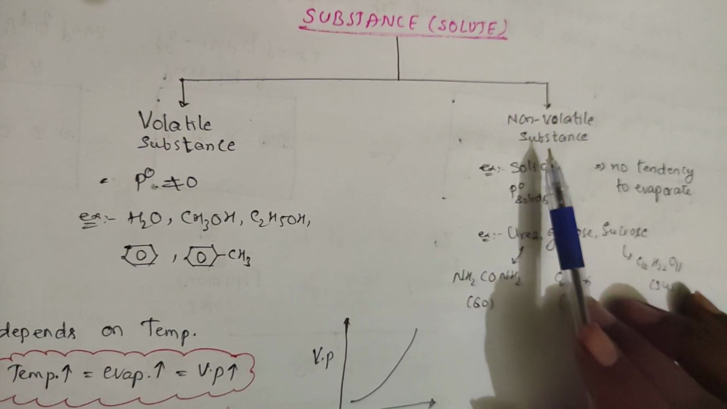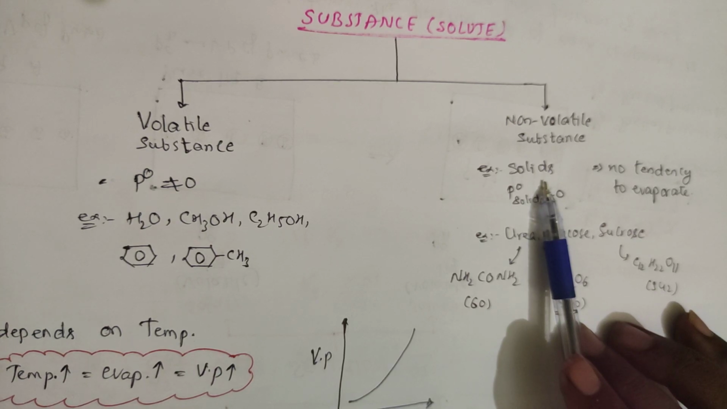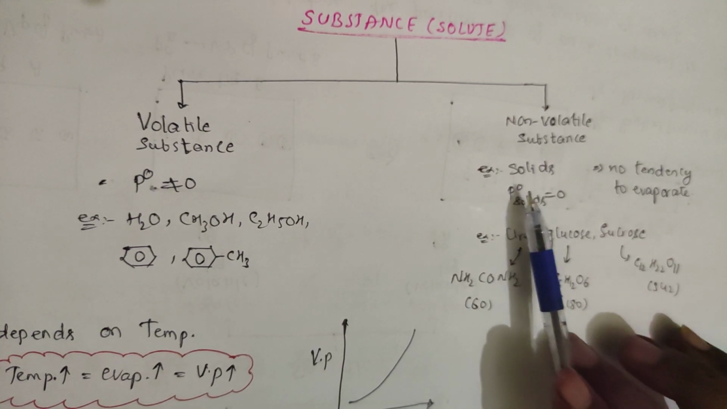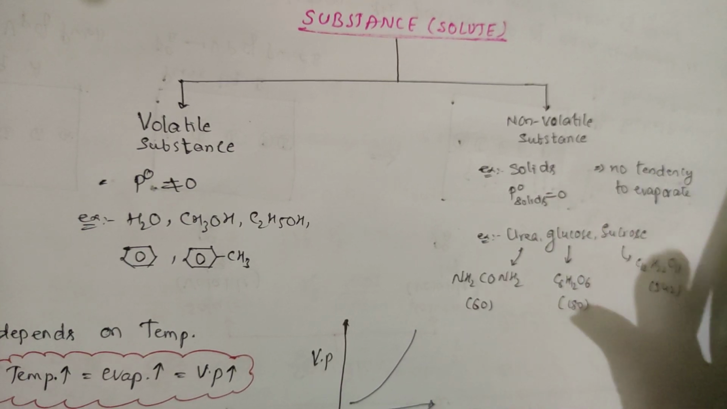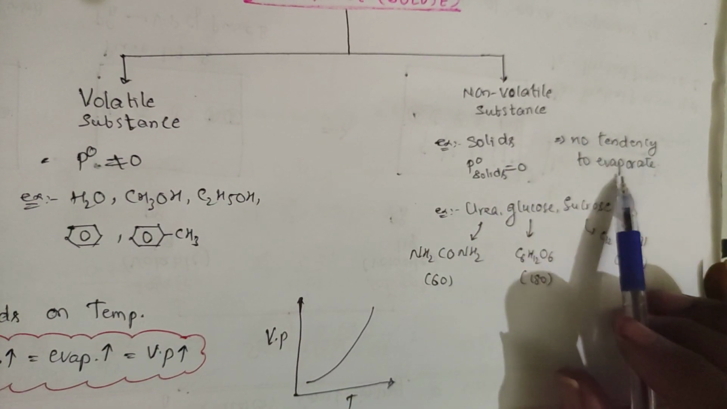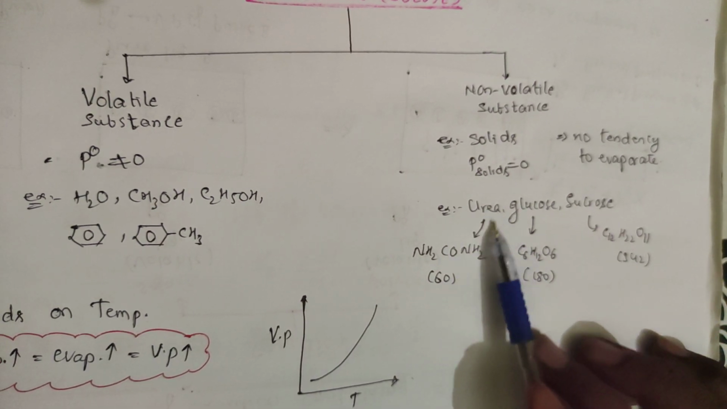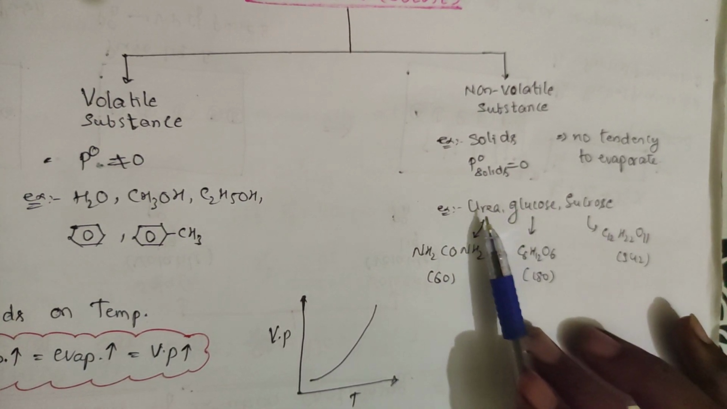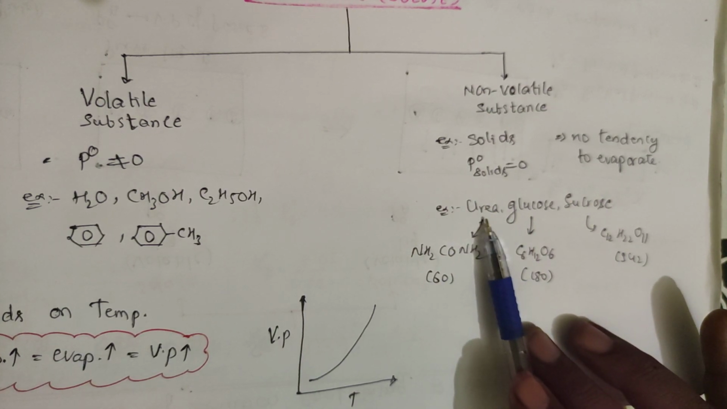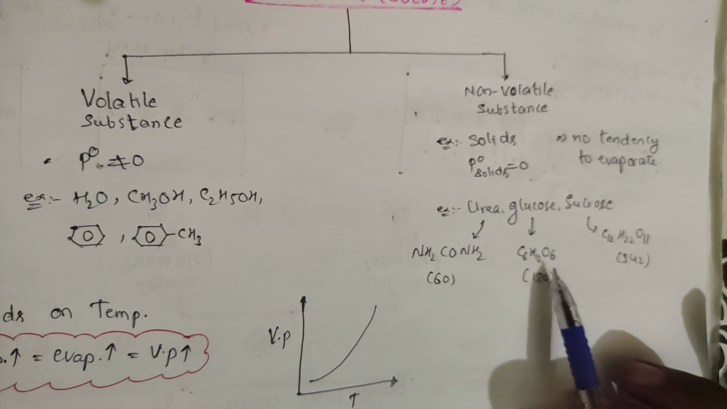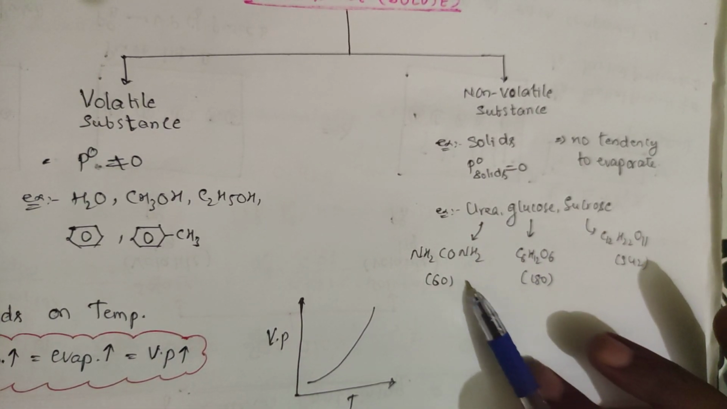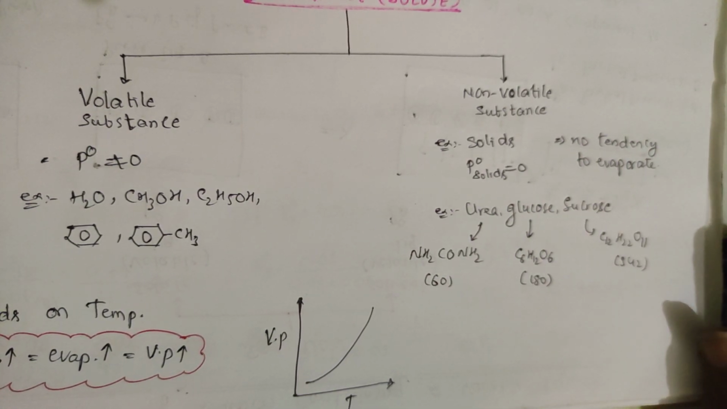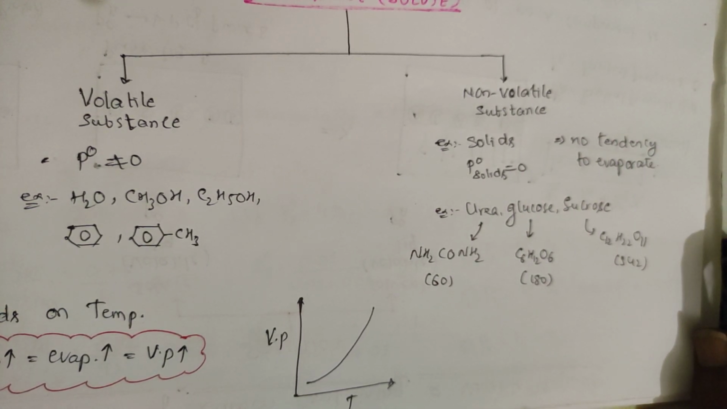If you are non-volatile means you can say that solids. Suppose if you add sugar to water, water will be getting evaporated, solvent. Sugar is a solid, it will not get evaporated. Okay, for P naught of solids it is equal to 0. So the pressure exerted by the pure solid is 0. So what does this indicate? It has no tendency to get evaporate. Example, if you take urea, glucose, sucrose. These are the generally taken terms. Urea, what is the formula of urea? NH2CONH2. Glucose is C6H12O6 and sucrose is C12H22O11. If you go for the molecular weights of urea, it is 60, glucose is 180 and sucrose is 342.